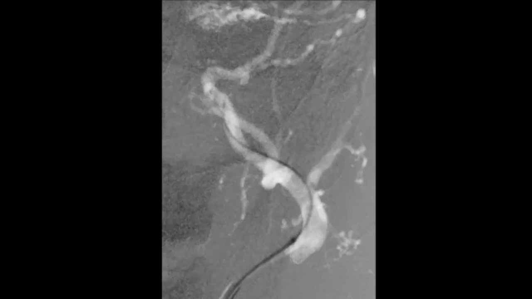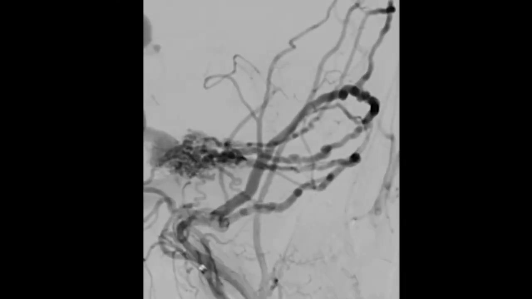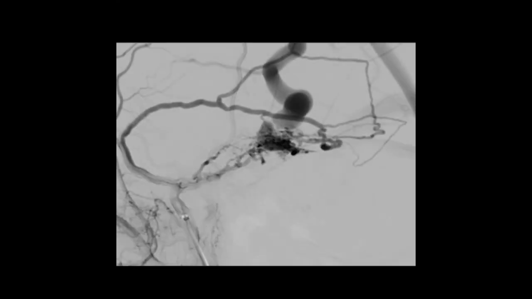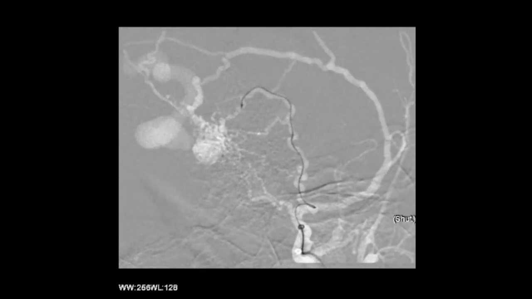We planned for a dual simultaneous Onyx injection, and therefore one microcatheter was placed in the petrous branch and was planned for a pressure cooker technique. Another microcatheter was placed in the parietal branch of the middle meningeal artery. We would like to have the microcatheter positioned as close to the fistula as possible.